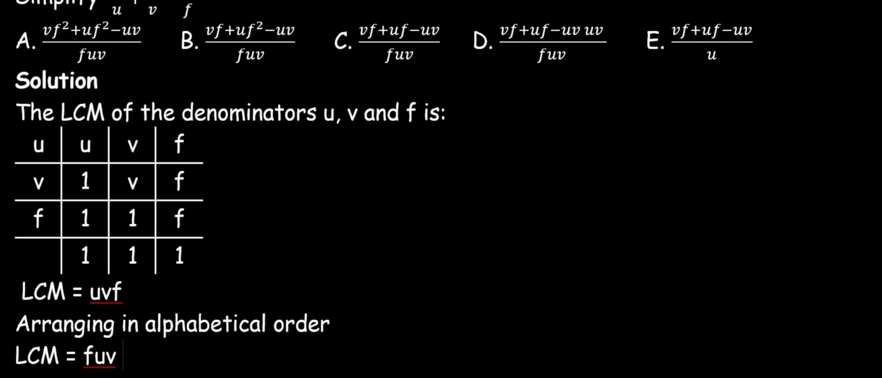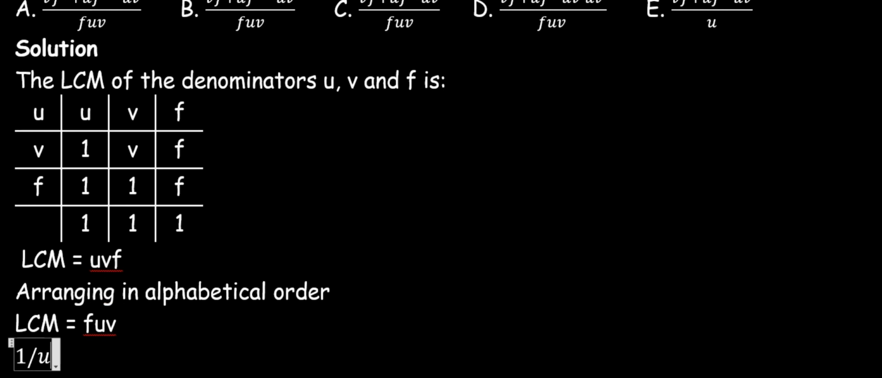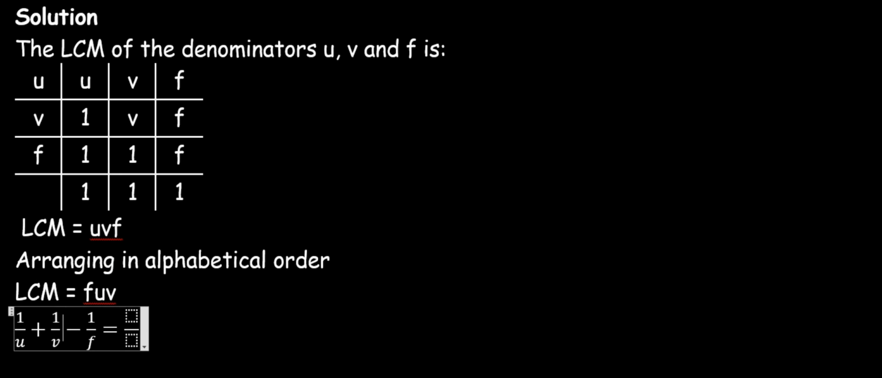So we now have our problem. 1 over u plus 1 over v minus 1 over f will be equal to our LCM fuv. Then when you divide fuv by u, you will be left with vf, plus when v divide fuv, you will be left with uf, minus when f divide fuv, you'll be left with uv. And that is our result. Another example.